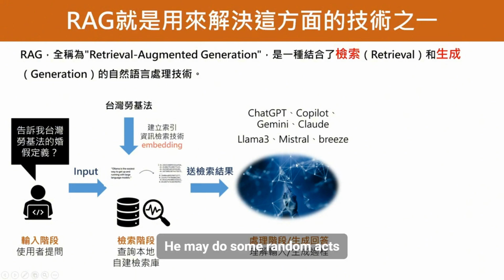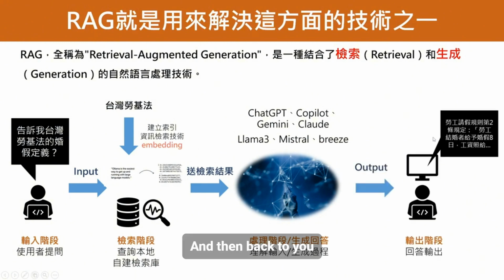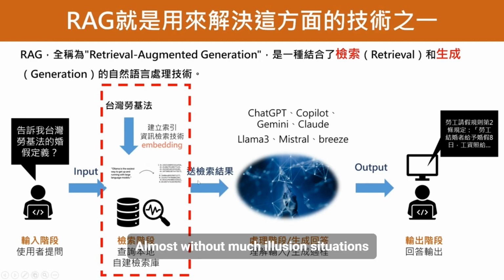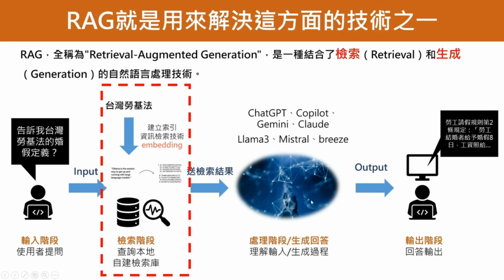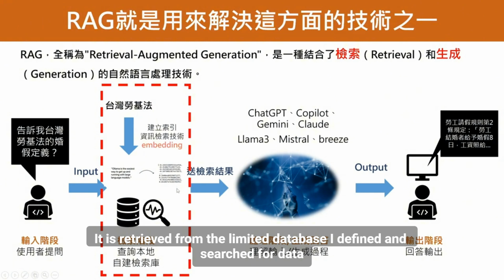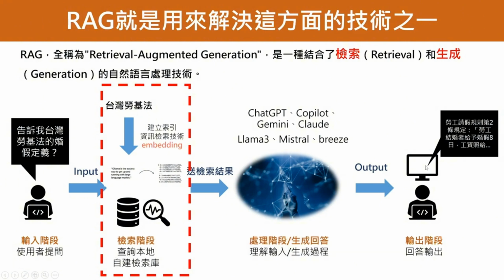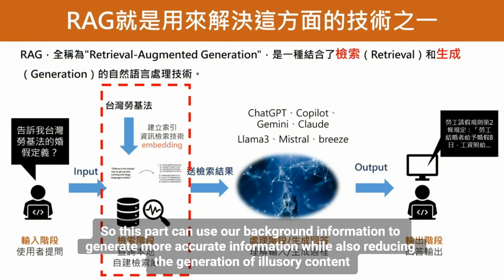It may do some processing, and then return to you. So in your case, the hallucinations will become less, almost without much hallucination, because the answer I gave you is retrieved from the limited database I defined and searched for data. So the process data will not differ too much. So this part can use our background information to generate more accurate information while also reducing the generation of hallucinated content.